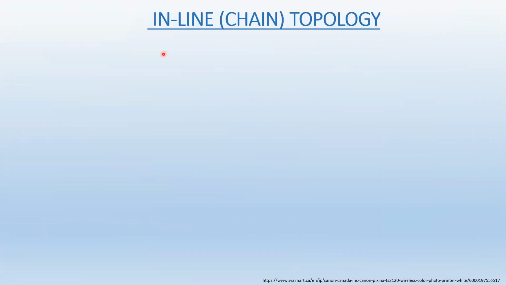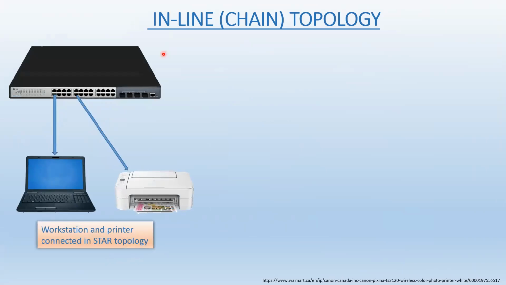Inline or chain topology. Now, let's get you some real life examples. And by that, you're also going to be familiarized with certain devices that you didn't know existed. After this presentation, you will know that some of these devices exist. Of course, you know what a printer and a laptop are. So I'll just say workstation and printer, in this case, they're connected to the switch in a star topology. Can you see that? Yeah.